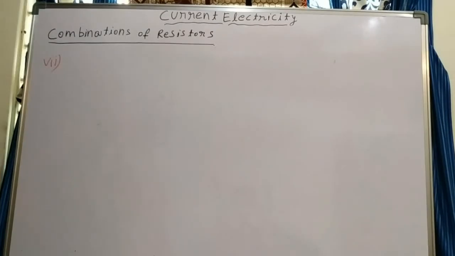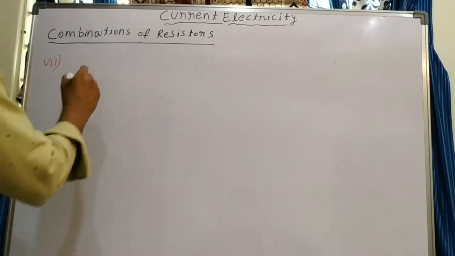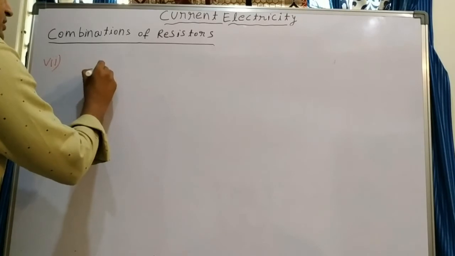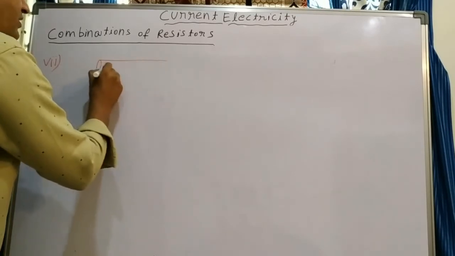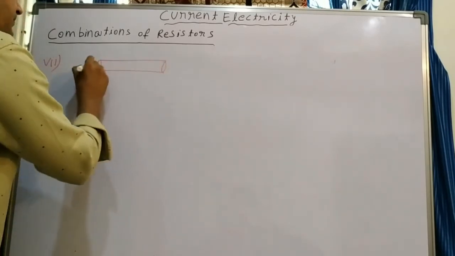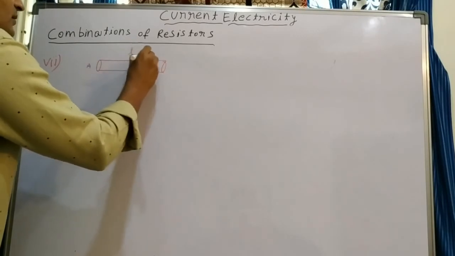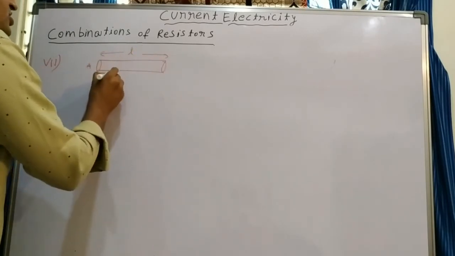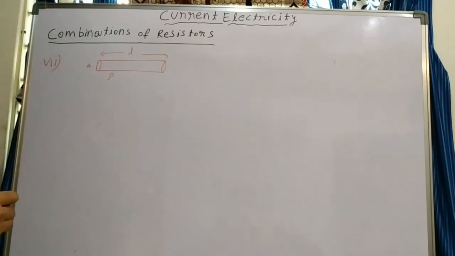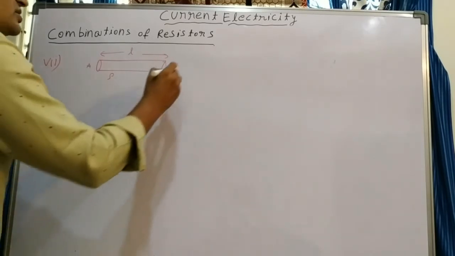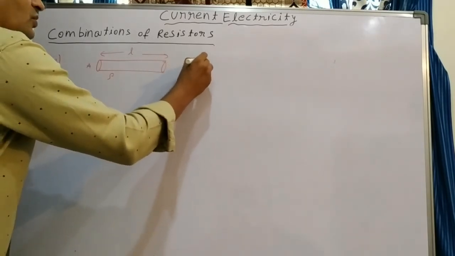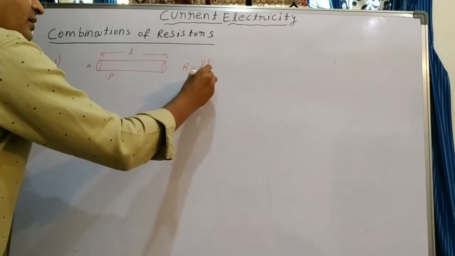Another application we'll see now. Suppose you take a conductor which has area of cross section A, length L, and resistivity, specific resistance, rho. What is the resistance of the conductor? That is R is equal to rho L by A.